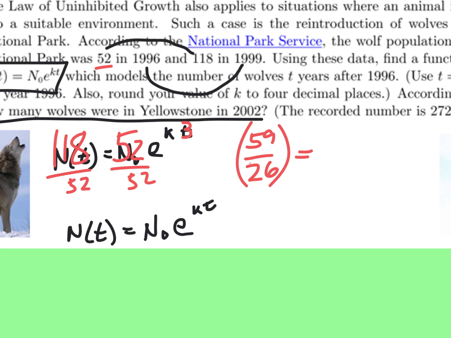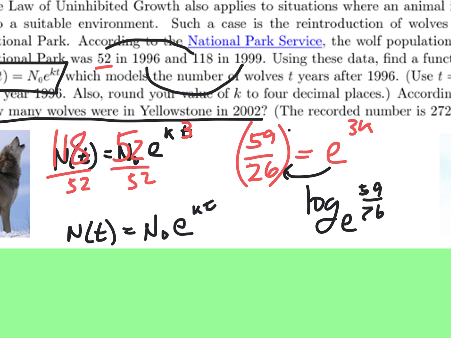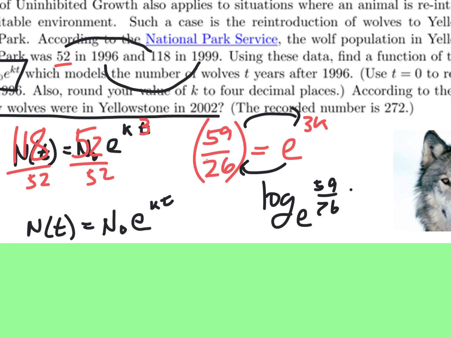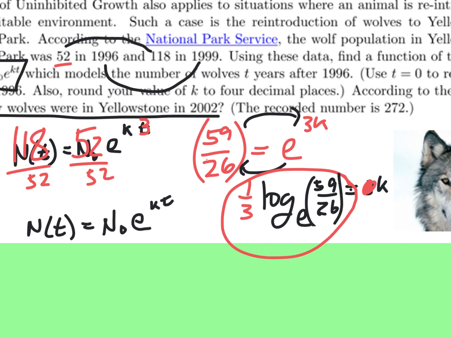Reduce it. Okay, next I got e to the k times 3, or I'm going to say 3k. Then I'm going to rewrite log base e of 59 over 26 equals 3k. Am I done? No, but close. Now I just have to put a 1/3 in front here, and the 1/3 will take off the 3. And there we go. 1/3 log base e of 59 over 26. And now, is that done? Well, it's done for k.